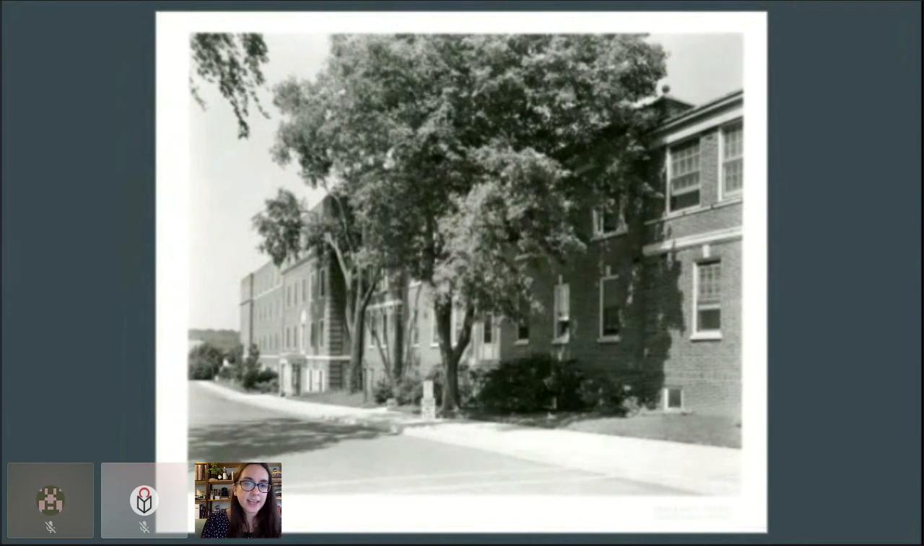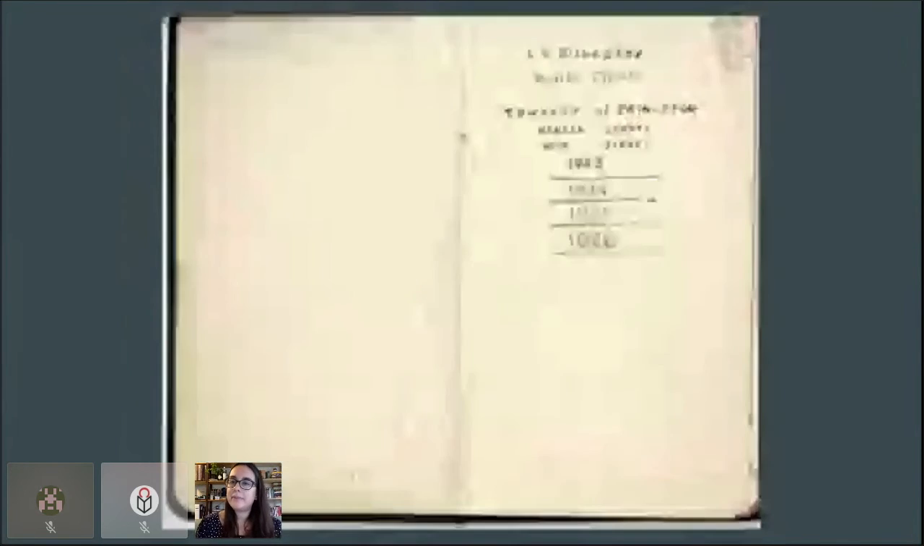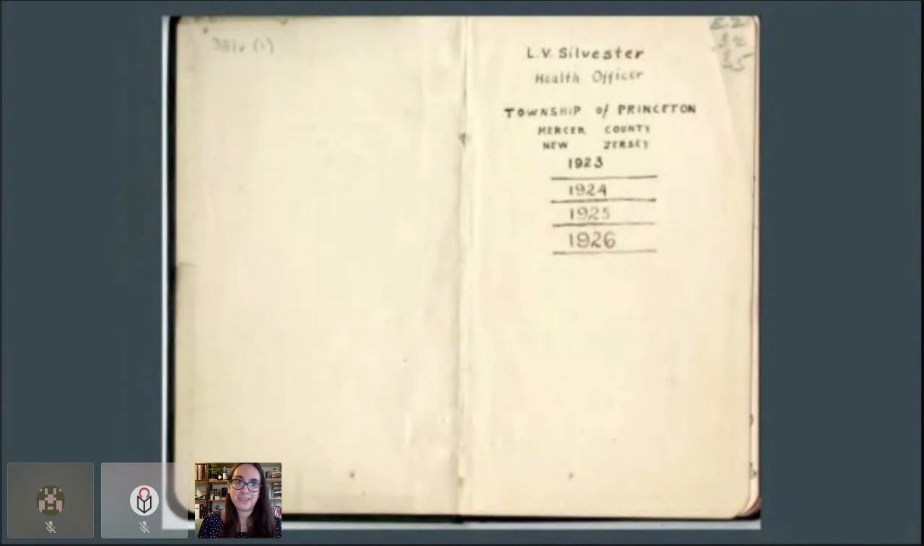So just some other documents that I wanted to highlight tonight. Now we have 3 of these, so there's a lot. There are items in our collections that could prove to be a treasure trove of information about Princeton Health. They're the records of L.V. Sylvester, the Princeton Township Health Officer from 1923 through 1950. You can see that this is only one of 3 volumes that we have, and it covers 1923 through 1926.